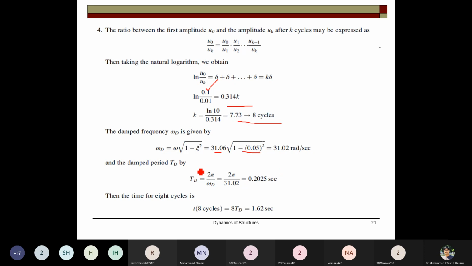And the natural time period is 2 pi over omega n. When you have to use the damped time period for the damped system, that is 2 pi over omega d. Then the time for the 8 cycles: if there are 8 cycles, the time will be 8 times the T_d. So that comes out to be 1.62 seconds.